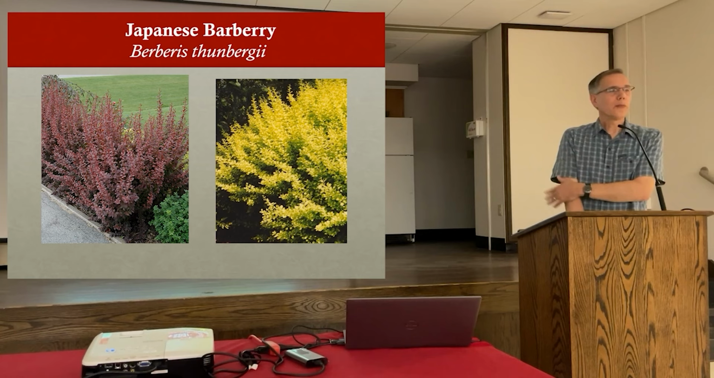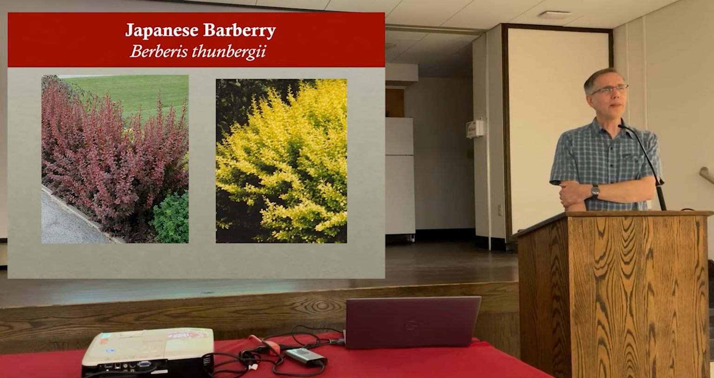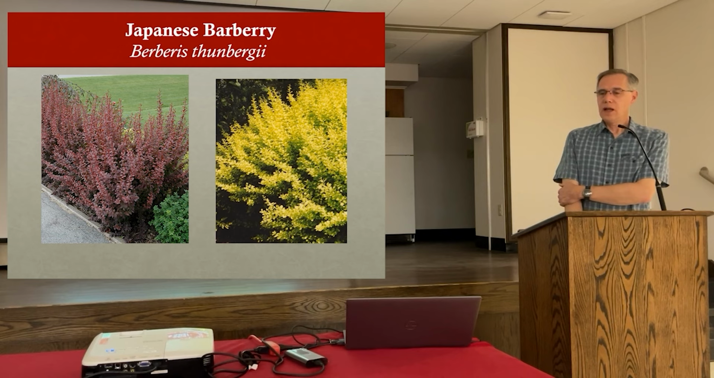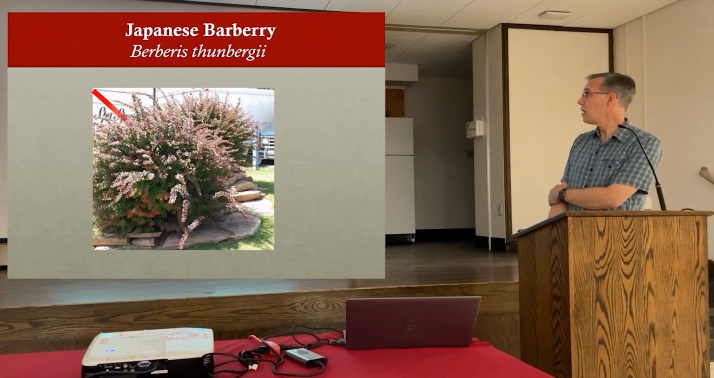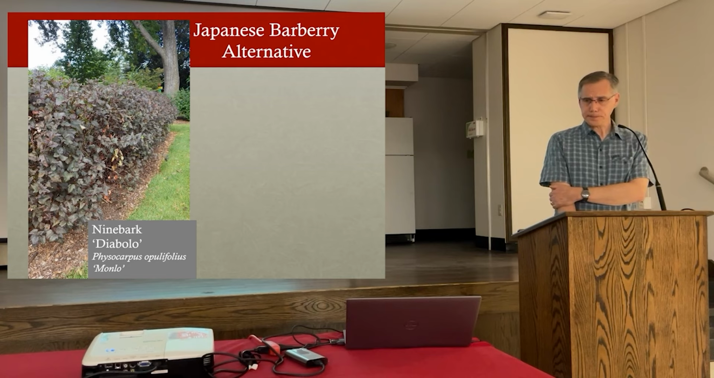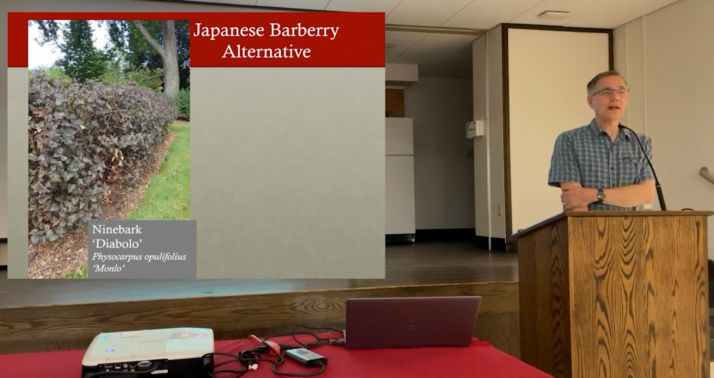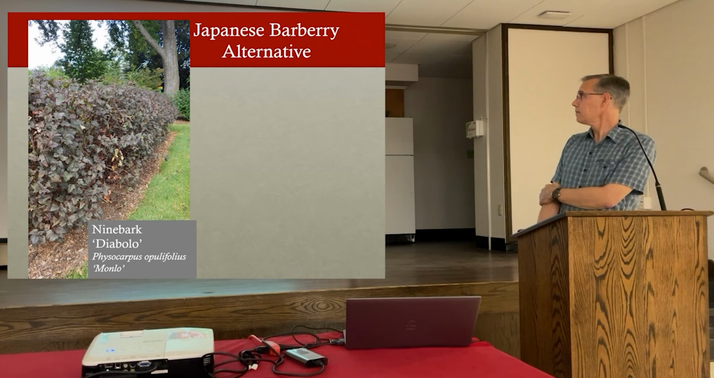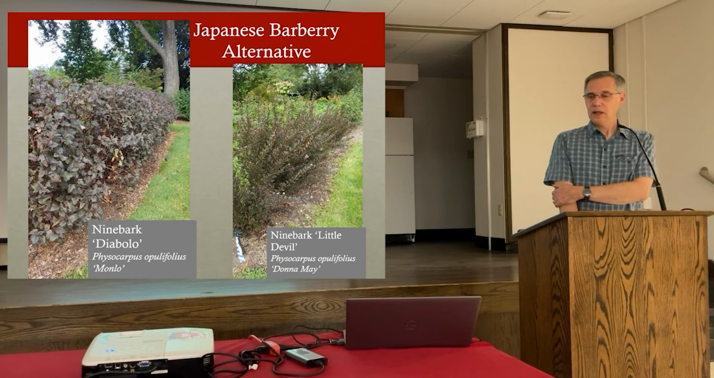It started with barberry and looking at what alternatives you could use. Barberry is nice because it has these different colors, from this burgundy to this yellow color. What other plants could do that in the landscape that aren't invasive? We're looking to get rid of that. This is one that people are looking at: ninebark Diablo. It has that color. Here it is in a hedge, but it could just be an individual plant in a landscape. There's a dwarf variety of that as well, and they do flower for a short period of time, so that's nice as well.